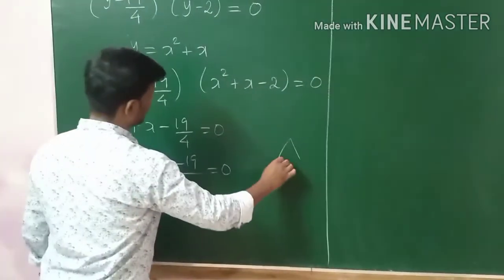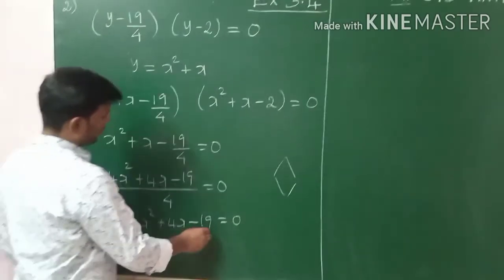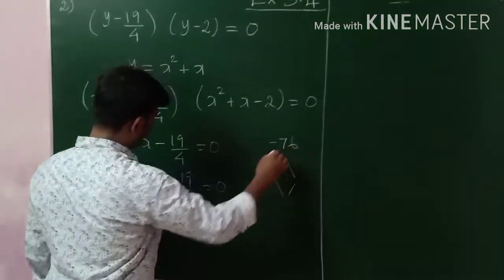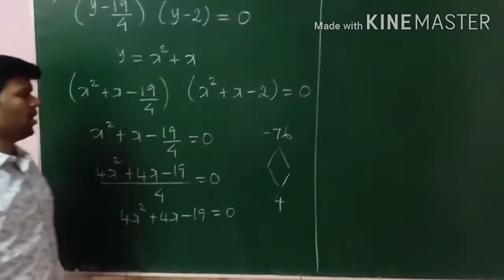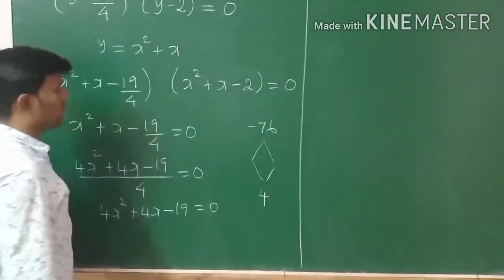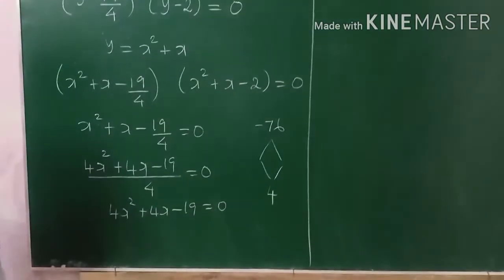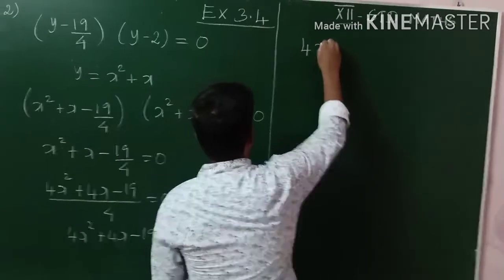So take coefficient of x square, multiply with the constant term. So 4 into 19. So minus 76. And coefficient of x is what? 4. Multiply panna minus 76, add panna 4. So we don't have any possibility. So for that we can use what? Quadratic formula. So what is our equation?